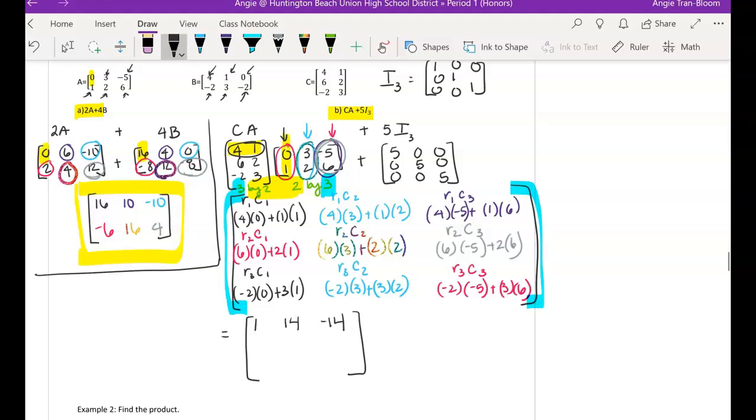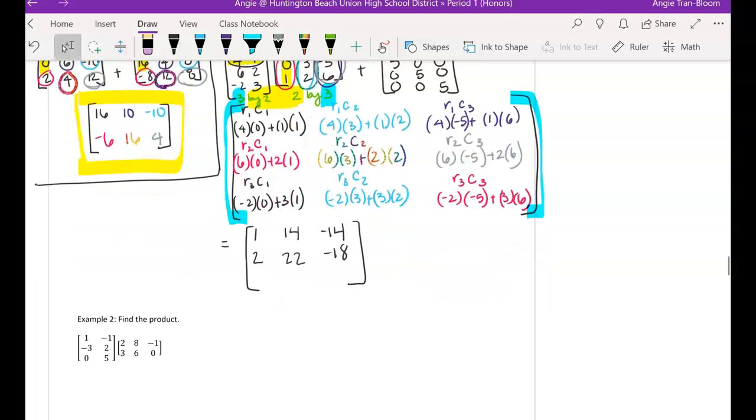All right, next is going to be 0 plus 2, so that's 2. 6 times 3 is 18 plus 4, that's going to be 22. 6 times negative 5 is negative 30. Negative 30 plus 2 times 6, that's 12, so that's going to be negative 18.